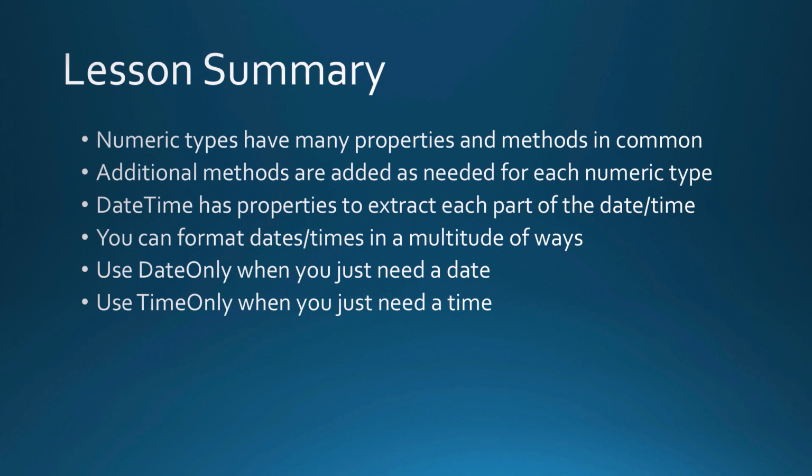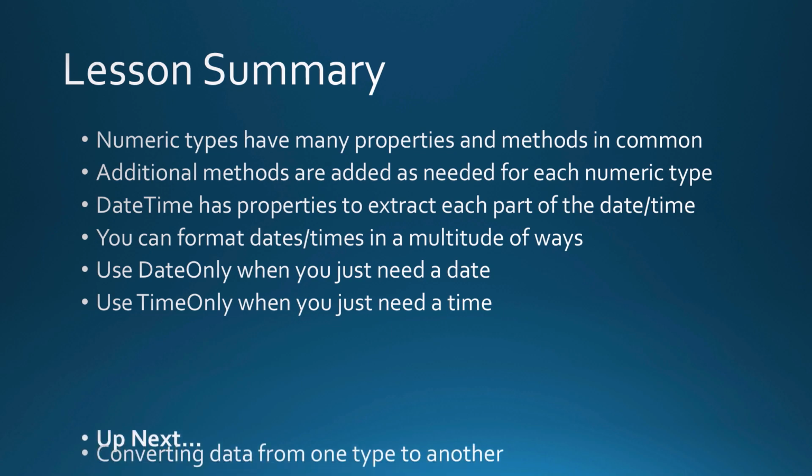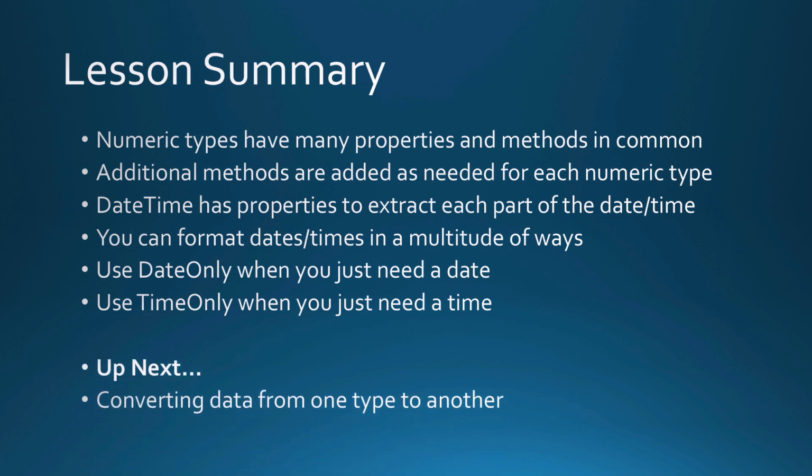In this lesson, we saw that numeric types have a lot of properties and methods in common, and then additional methods are added on as needed for each numeric type. DateTime has properties to extract each part of the date and the time, and you can format those dates and times in a multitude of ways using either built-in standard formatters or you can build your custom ones. We also can use DateOnly when we just need the date portion and the TimeOnly structure when you just need a time. Coming up in the next lesson, converting data from one type to another.